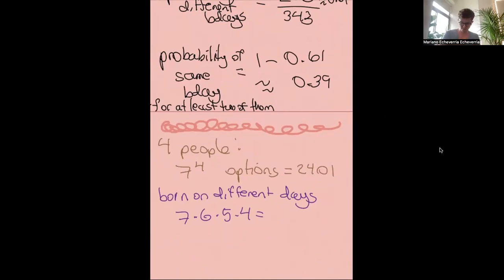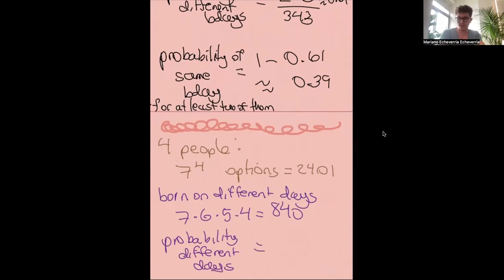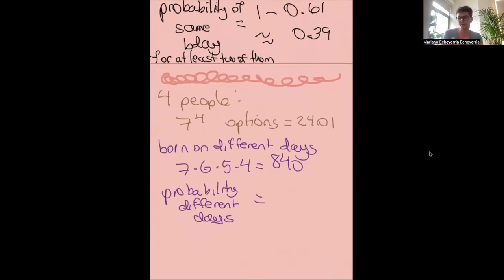And that's 840. So the probability of being born on different days is 840 over 2,401, and that gives you about 35% chance. And so what does that mean? That means that there's already a 65% chance that with 4 people, two have the same birthday.